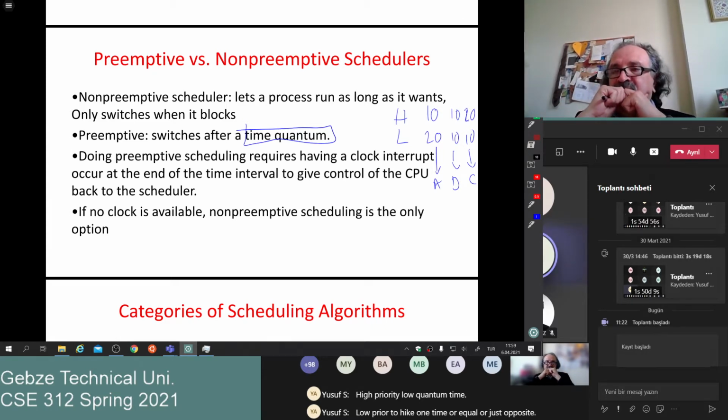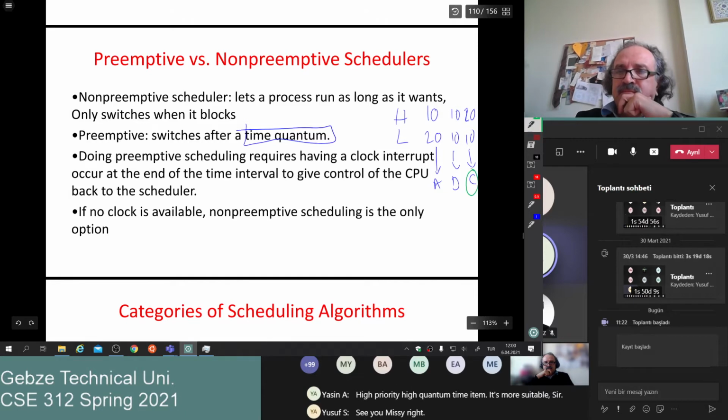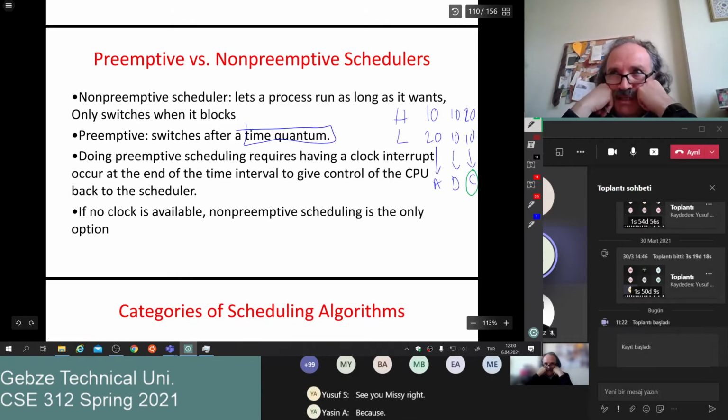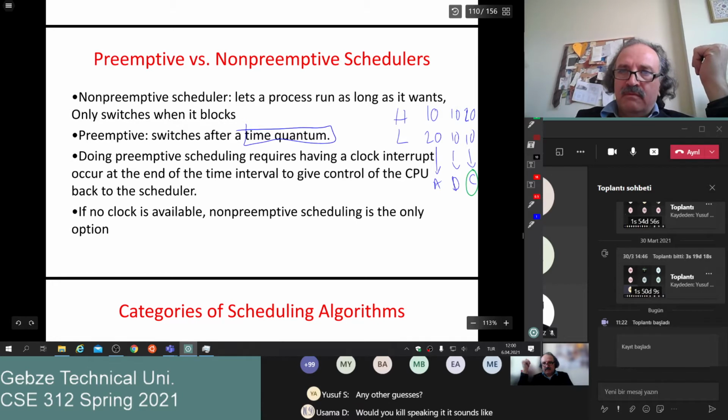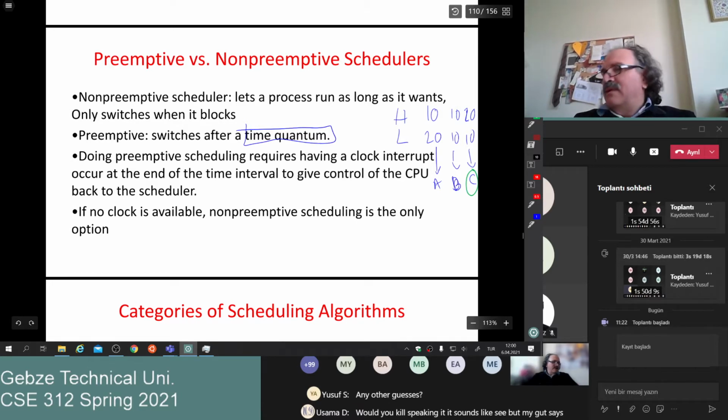High priority, high quantum time, I think it's more suitable. So C, you mean C, right? Yeah. Any other guesses? Logically speaking, it sounds like C, but my gut says that it's probably A.